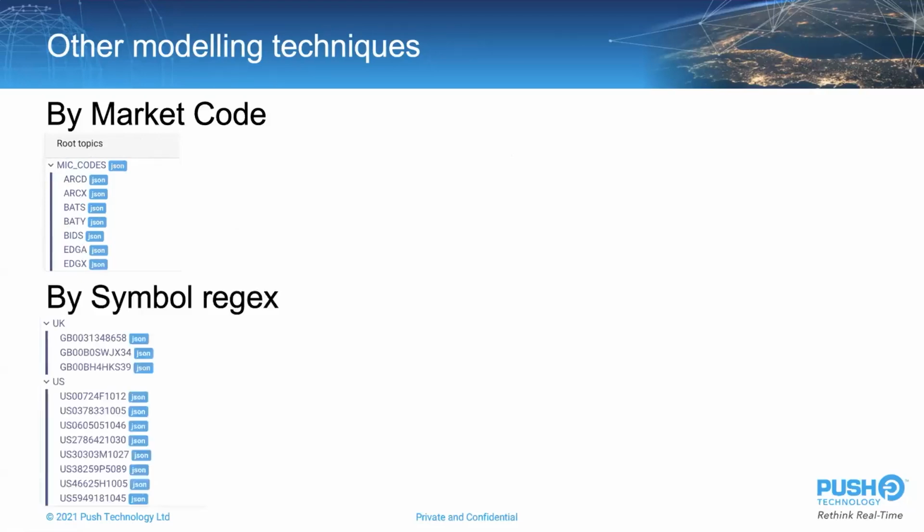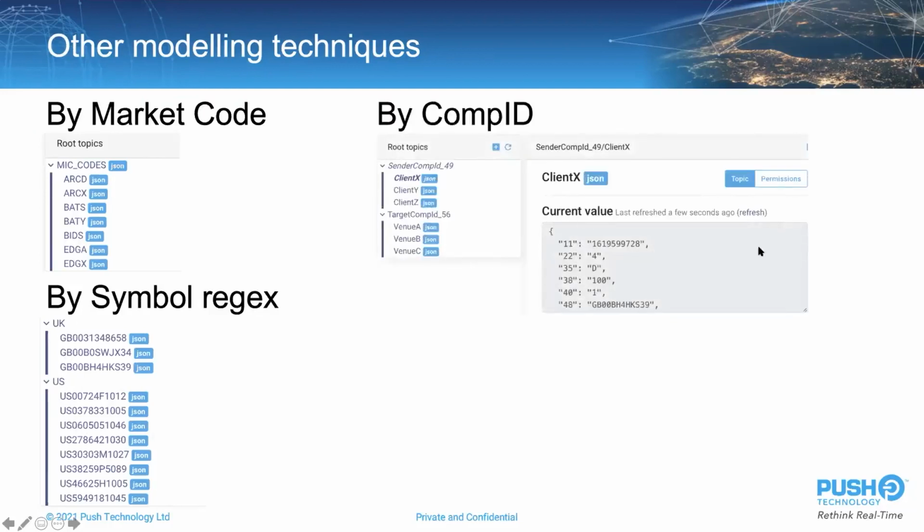We could also do it by regular expressions. So topic views allow us to use regexes, and we'll demo that later. So we could maybe do it by, for example, the first 2 characters of the ISIN, which means that we break it out into their individual country codes. We could also do it by, say, comp ID. So this is where we have FIX order flow, for example, and we can have it by sender comp ID, target comp ID.